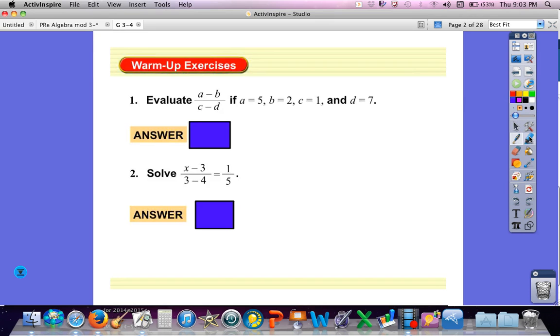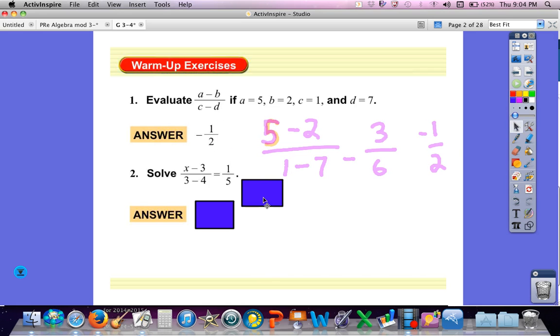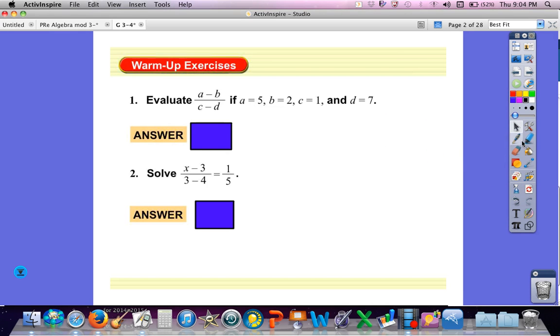I'm going to write with a highlighter because I just feel like it writes better. So A minus B, so 5, let's do a different color. Let's do purple, because I like purple. 5 minus 2 over 1 minus 7. 5 minus 2 is 3. 1 minus 7 is negative 6. That'll simplify to negative 1/2. Yay, I'm right.